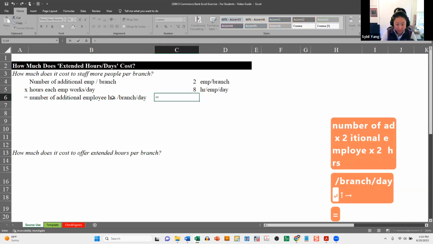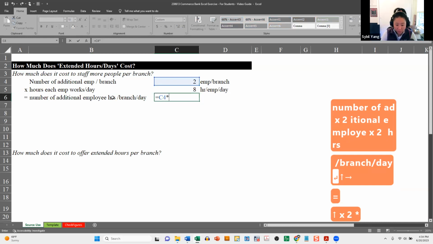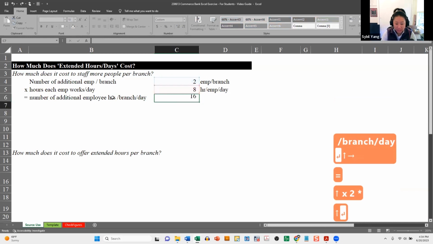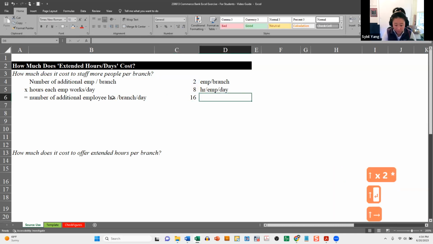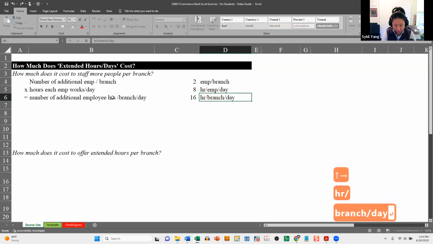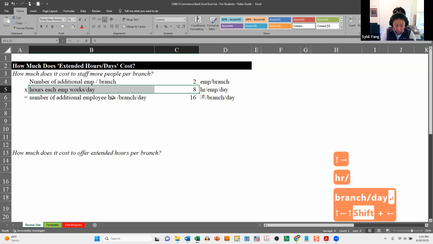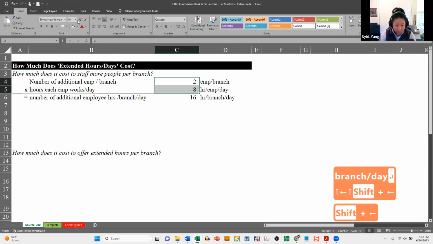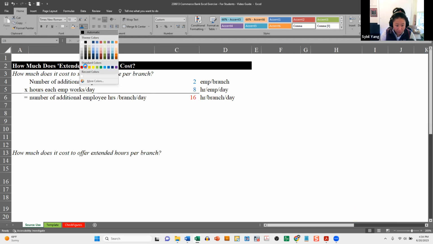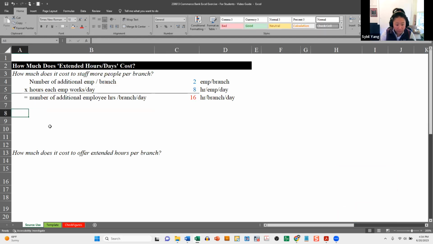That's a multiplication of 2 additional people, each working 8 hours a day, so 16 additional employee hours per branch per day. Just going to make sure the formatting looks right. These are assumptions, so I'm going to make them blue. This is a calculation, so I'm going to make it red. So this is how many additional employee hours per branch per day.